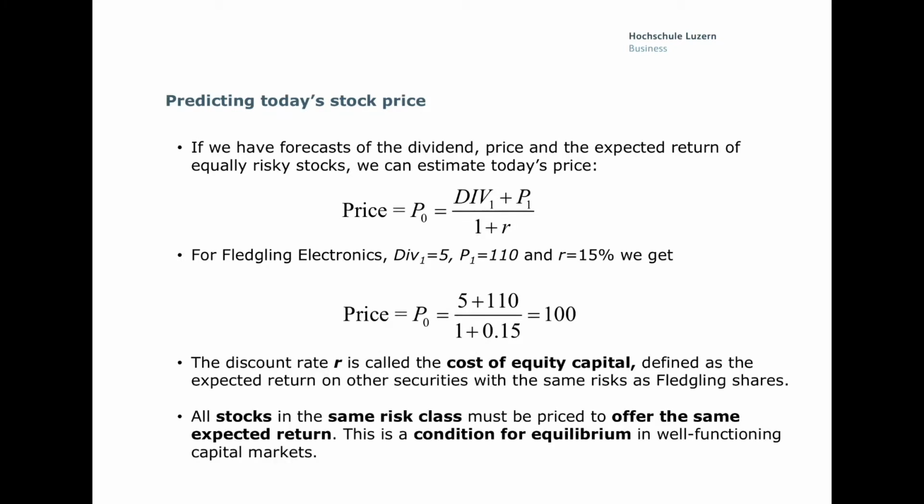The discount rate R is called the cost of capital, defined as the expected return on other securities with the same risks as Fledgling stocks. The fact that stocks in the same risk class must be priced to offer the same expected return is fundamental for achieving an equilibrium in well-functioning capital markets.